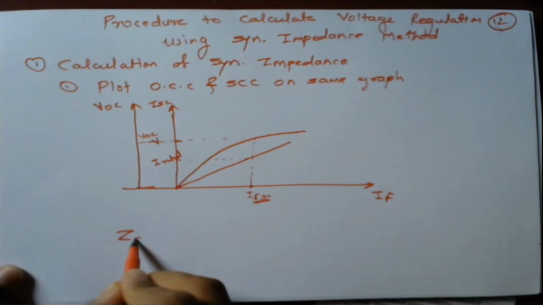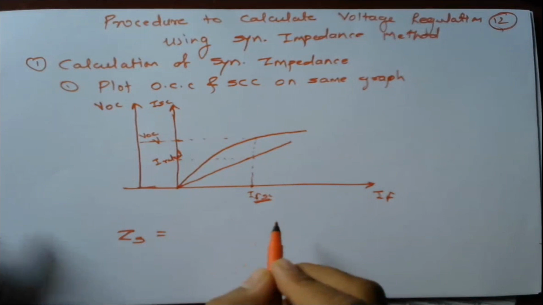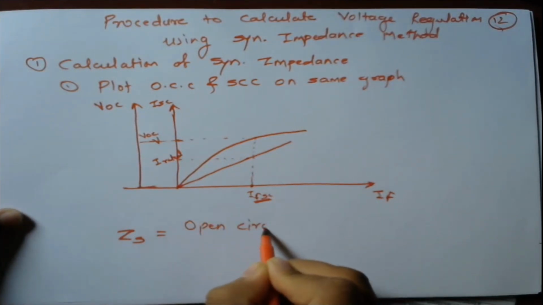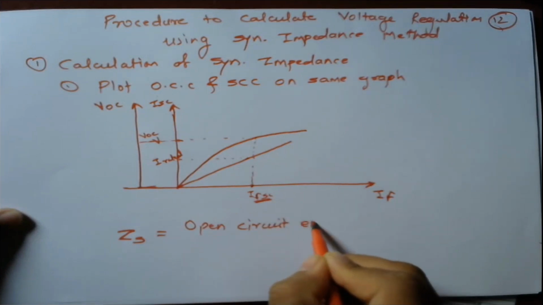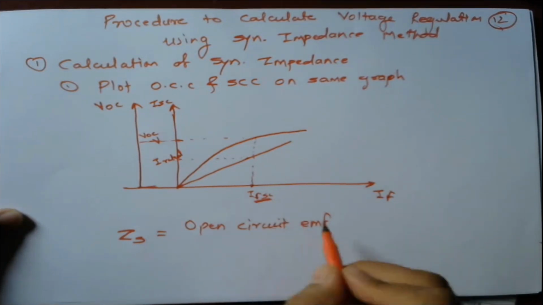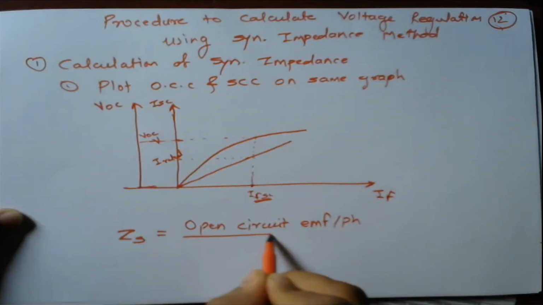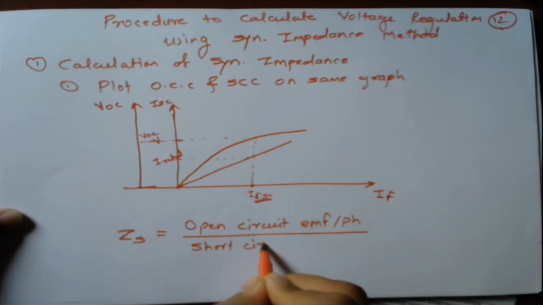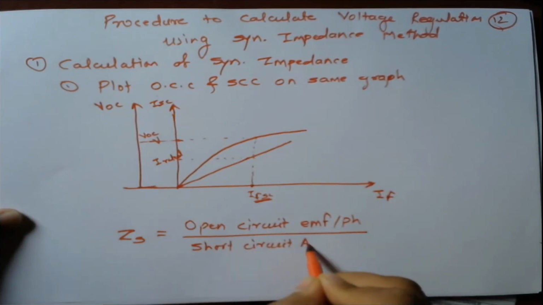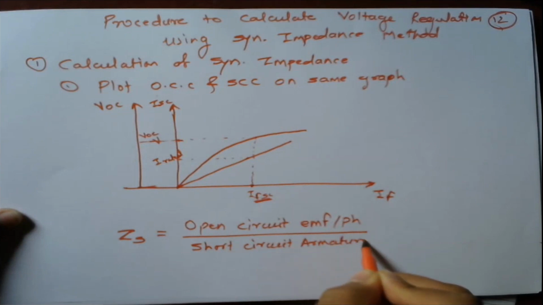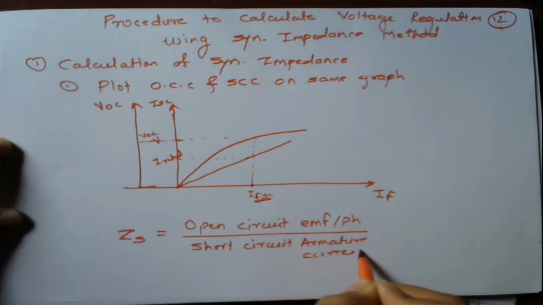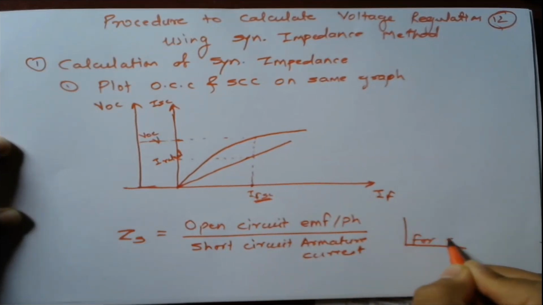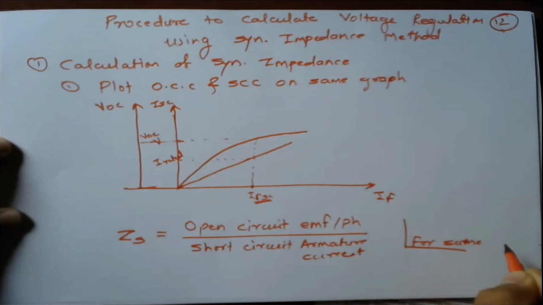So what is ZS? This ZS is nothing but the open circuit voltage or EMF per phase, it should be the per phase value, divided by the short circuit armature current. But the condition is for the same field current. Any doubt?